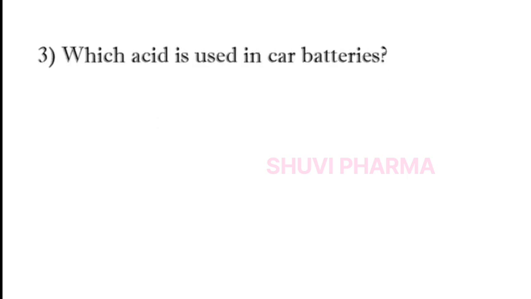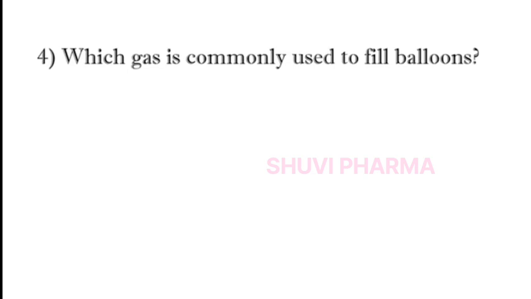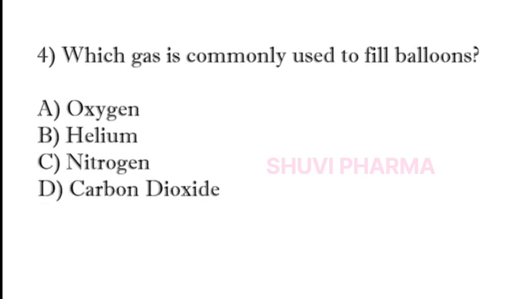Which acid is used in car batteries? Nitric acid, hydrochloric acid, sulfuric acid, acetic acid. The correct answer is option C, sulfuric acid. Which gas is commonly used to fill balloons? Oxygen, helium, nitrogen, carbon dioxide. The correct answer is option B, helium.